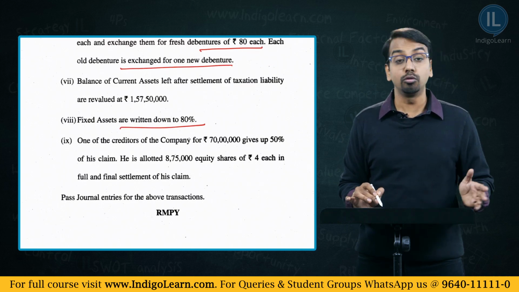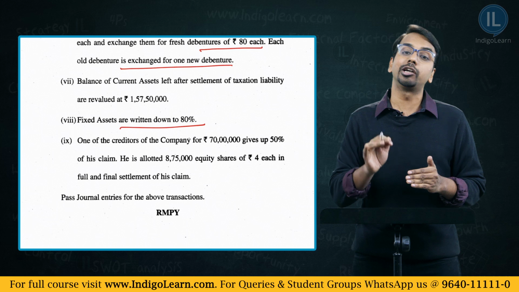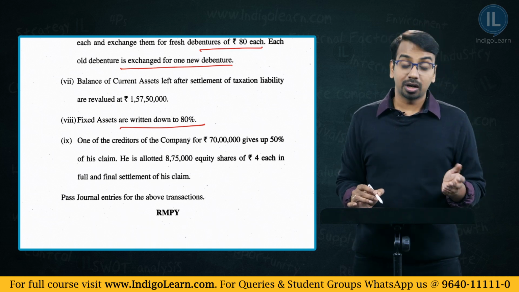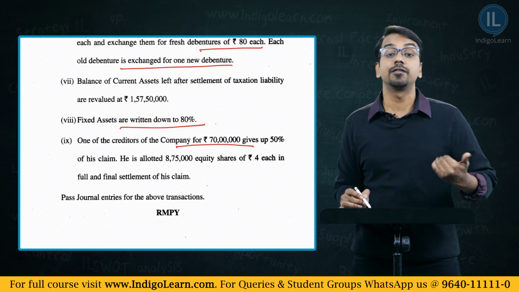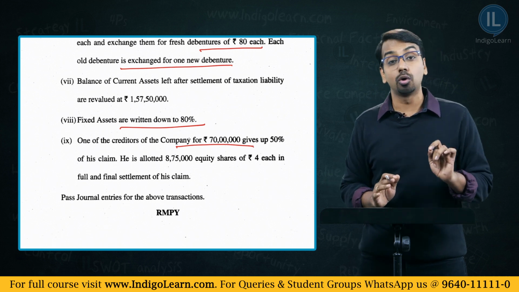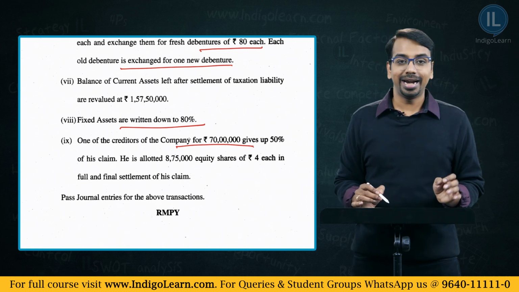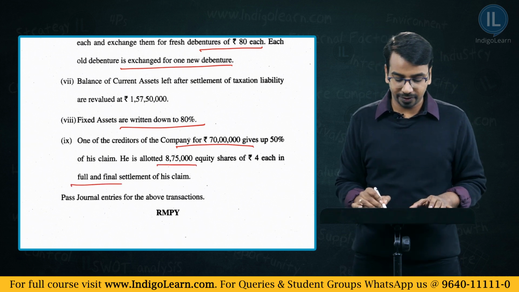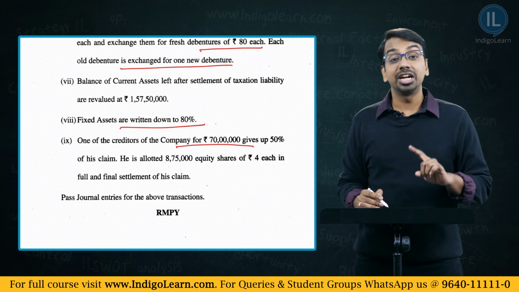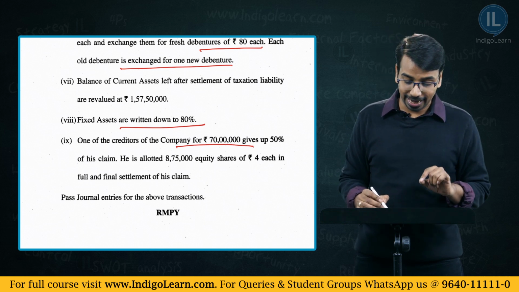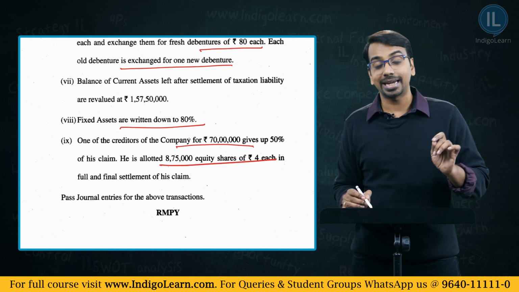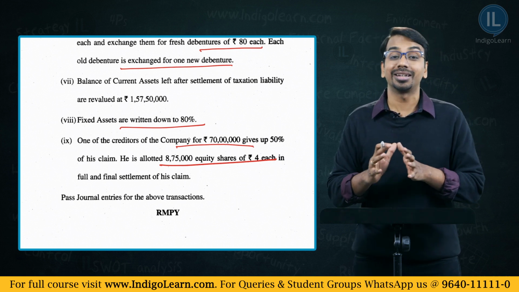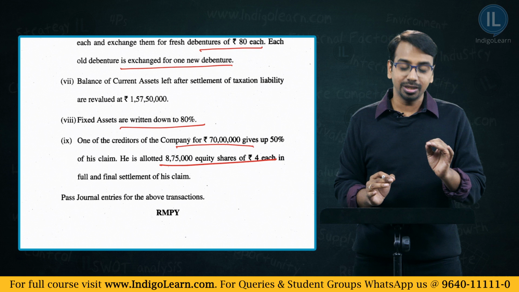Then fixed asset written down to 80%, means whatever is the existing into 80%, 20% would go to capital reduction account. And one of the creditors for 70 lakhs gives up 50%, means 35 lakhs has to go to capital reduction account and he is allotted 8,75,000 shares of 4 rupees each in full and final settlement. So out of 70 lakhs, 35 lakhs goes to capital reduction account and balance is settled by issuing 8,75,000 shares of 4 rupees each. So 875 into 4 makes it 35 lakhs. So there is no premium attached to the issue.